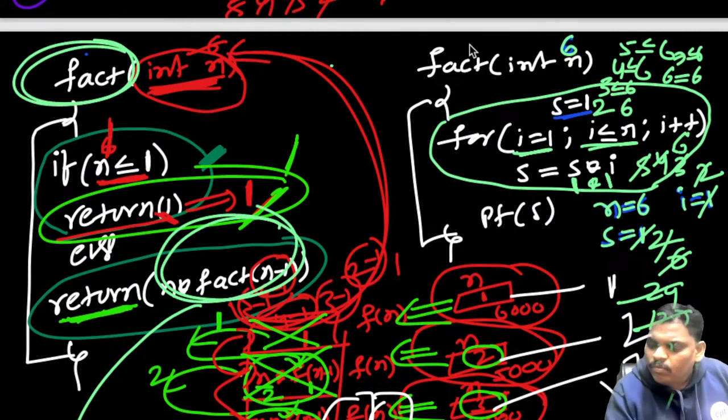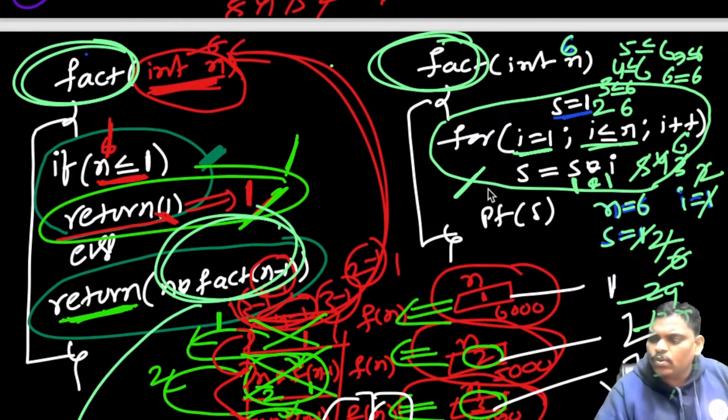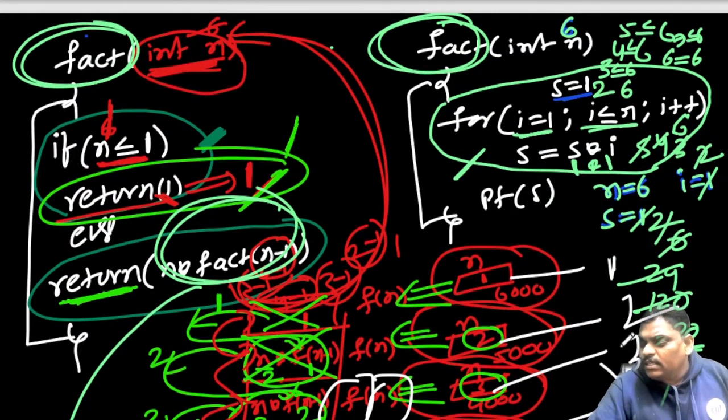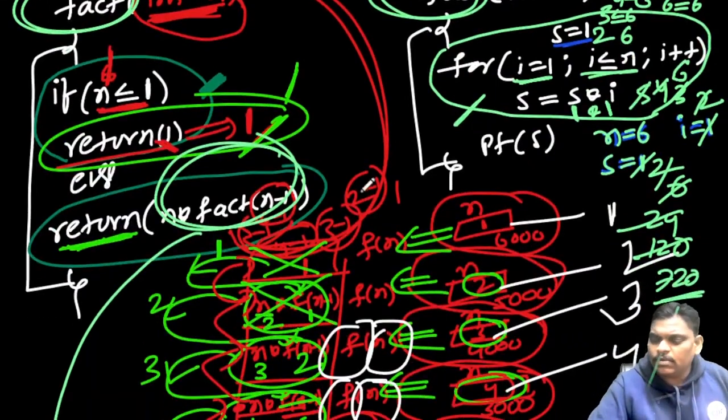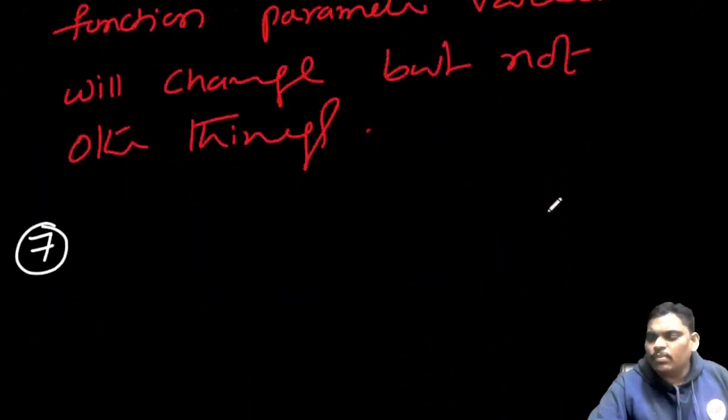Recursion. But see, fact is not calling inside fact. Inside fact, no fact is there. So non-recursion: fact not calling fact is non-recursion, fact calling fact is called recursion. The purpose of this is I want to confirm to you, for every recursive program, a non-recursive program is possible.